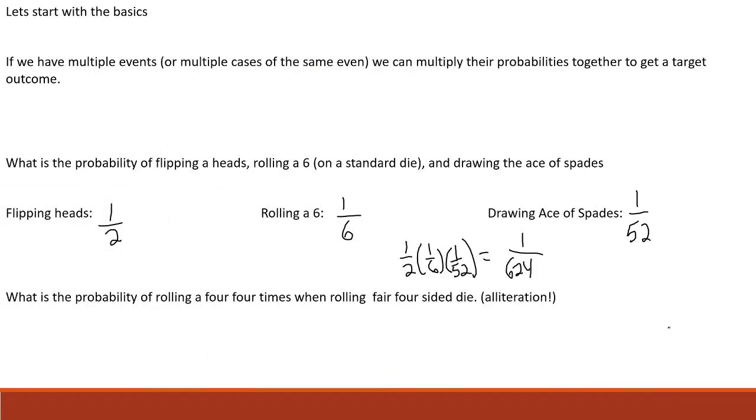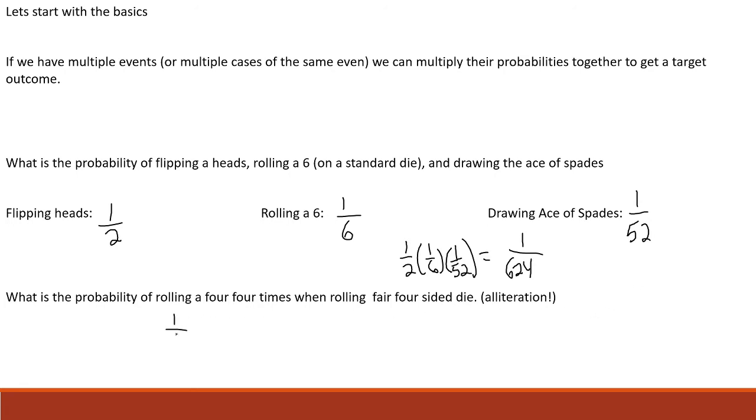Okay, it's going. So when you have multiple different independent events, all you simply do is split it into as many categories as you can, find the probability of each different category, and then multiply them together. Now, this can also work for the same event done multiple times. So what's the chance of rolling 4 four times when rolling a fair 4-sided die? If you have a 4-sided die that's fair, assuming that means we have 1, 2, 3, 4, and each one is equally likely to happen.